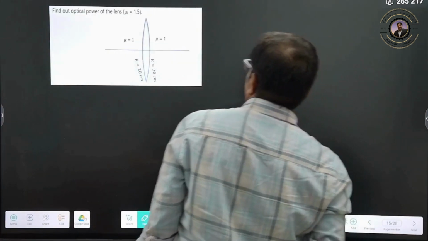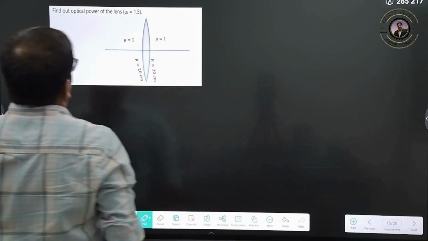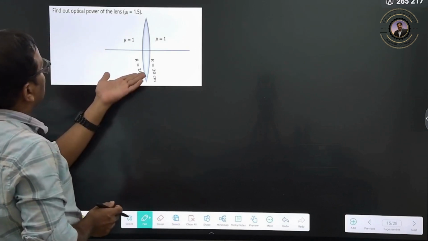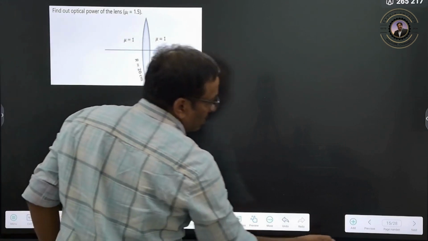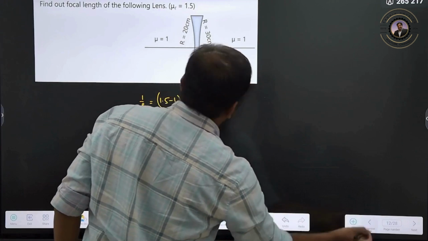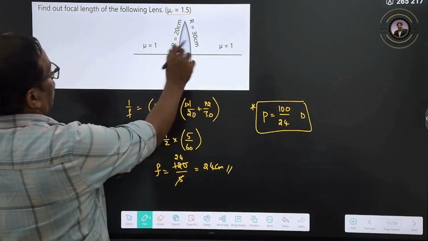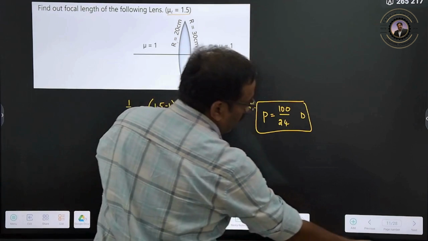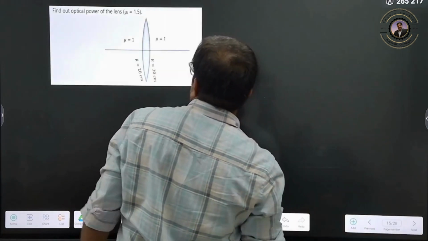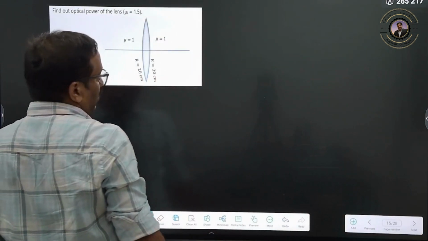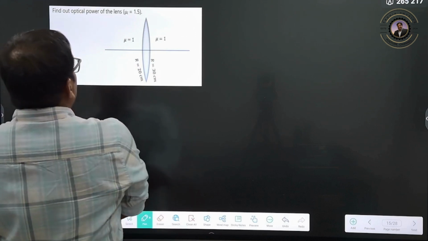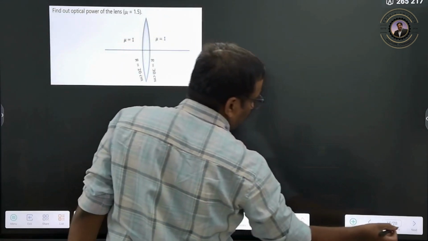Very simple. Clear? So find out the optical power. We want to calculate the power of this. Okay, we already discussed this one, no? I think the values are also the same, therefore power is given. So we know it already, therefore we can neglect this question. So this is already the same, okay? So then nothing is required. Clear? Right.